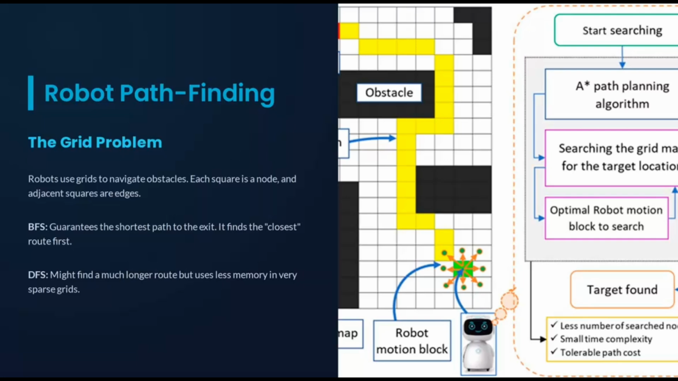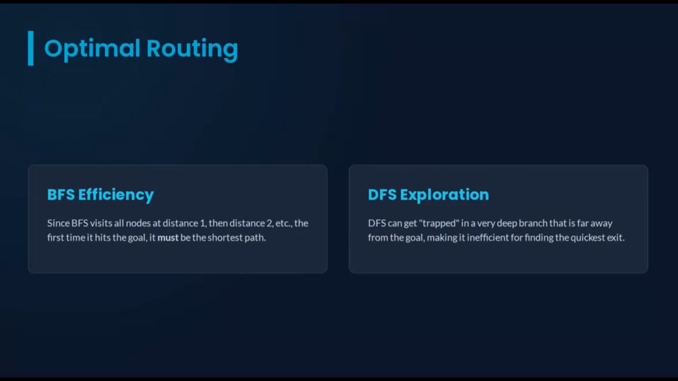DFS might stumble upon the exit quickly, or it might go on a long, winding journey away from the goal first. However, in very sparse grids with fewer obstacles, DFS's stack can be more memory efficient than BFS's queue, which can grow very large. Moving on to the next slide, we have optimal routing.